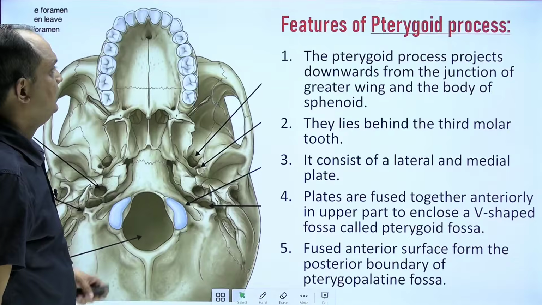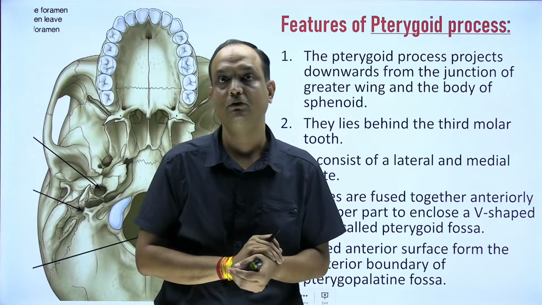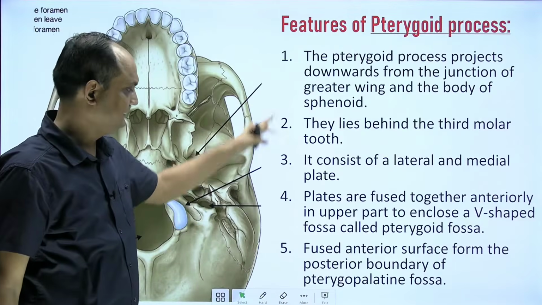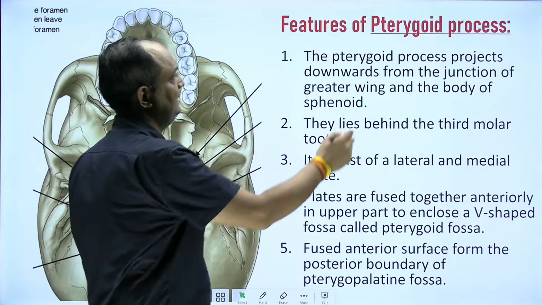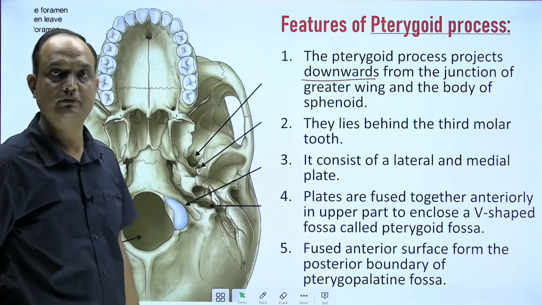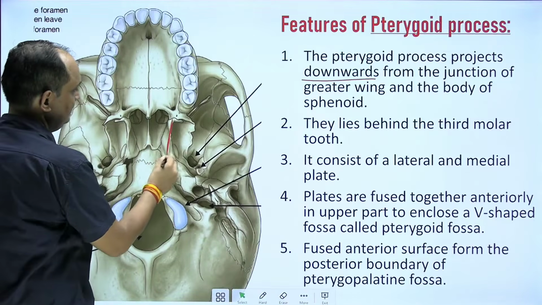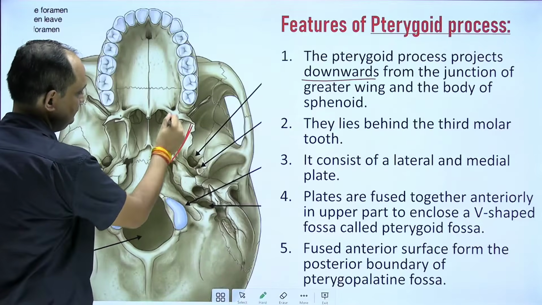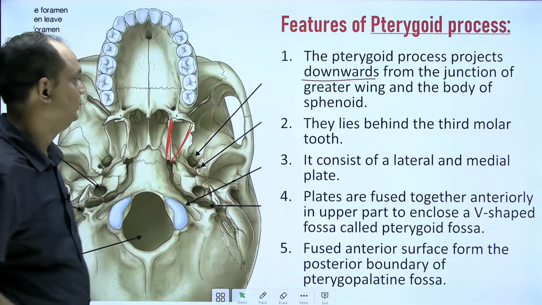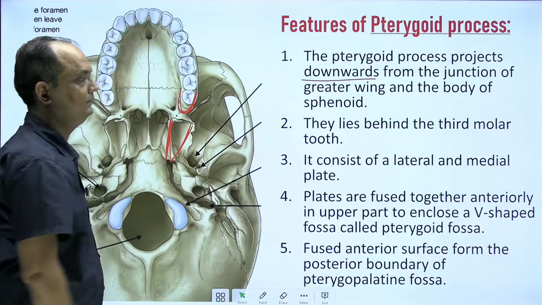Clear? So, first we will see the pterygoid process of sphenoid bone in relation to the norma basalis. These are the few important points. The first point is that the pterygoid process projects downward from the junction of the greater wing and the body of the sphenoid. You know that when you are looking at the norma basalis, you will find these pterygoid processes extending downwards, and they lie behind the third molar tooth. So, this is the third molar tooth, and you will find these processes behind the third molar.